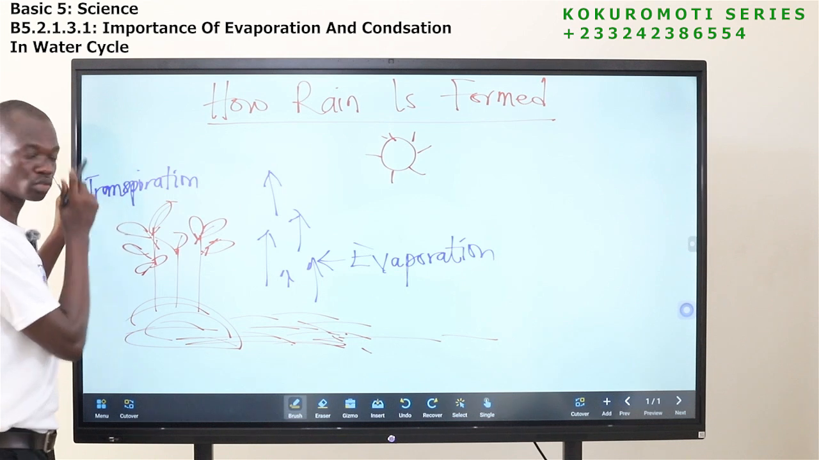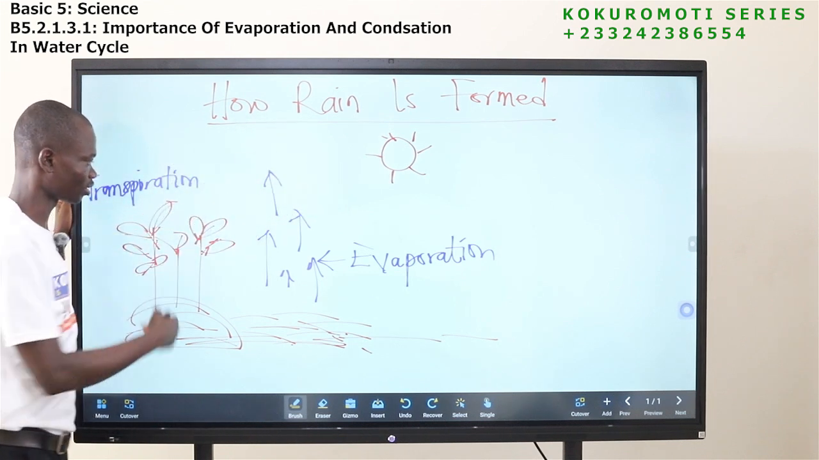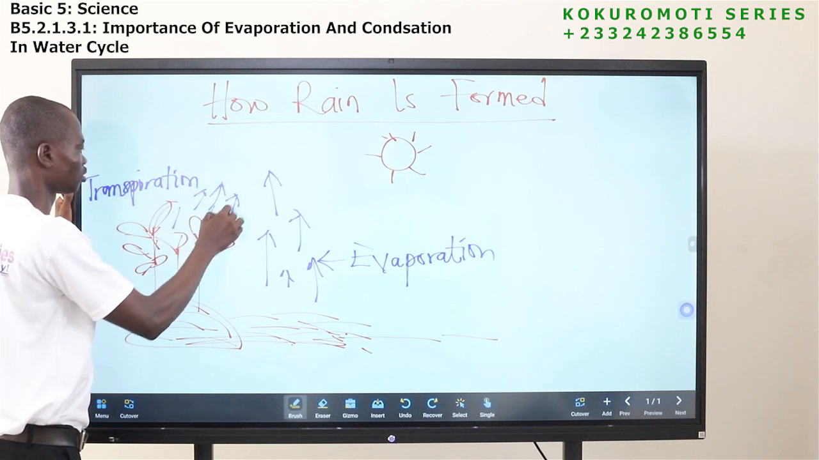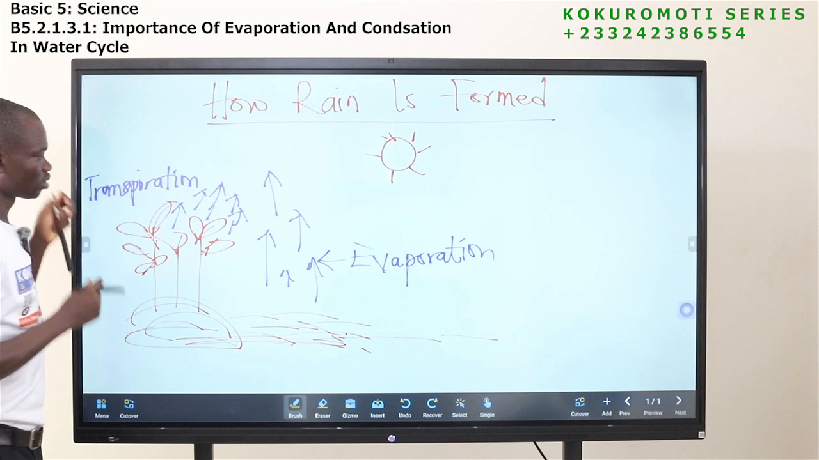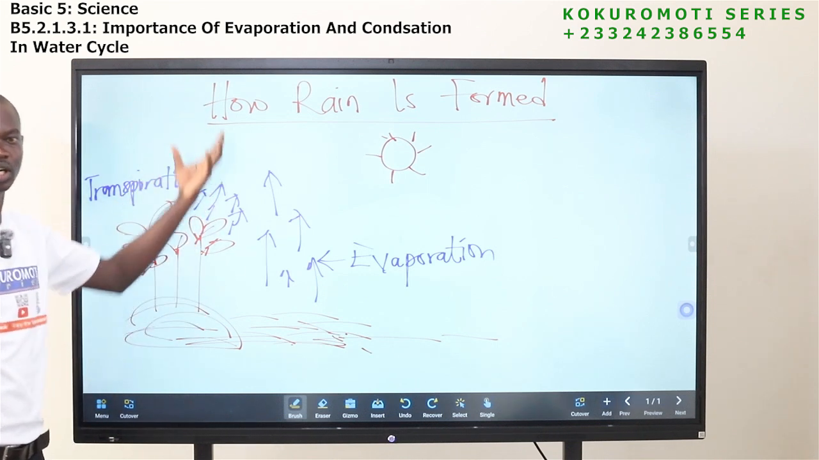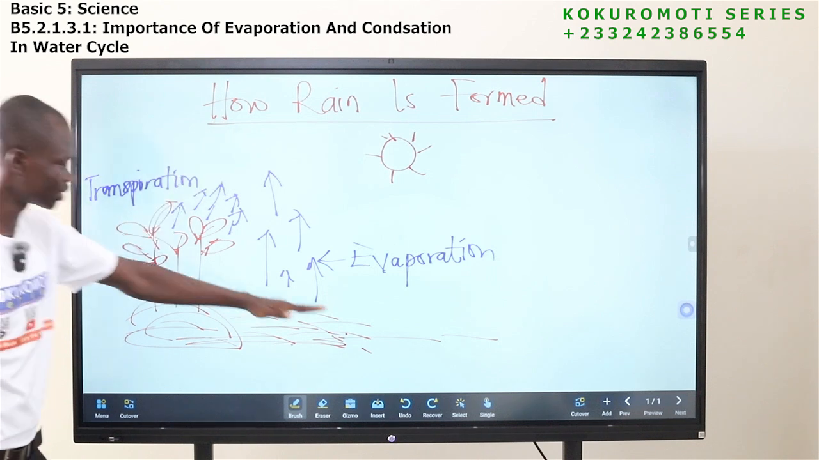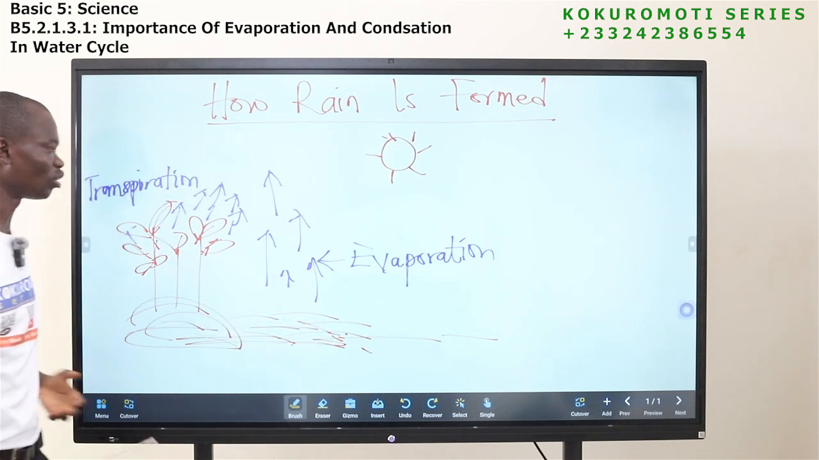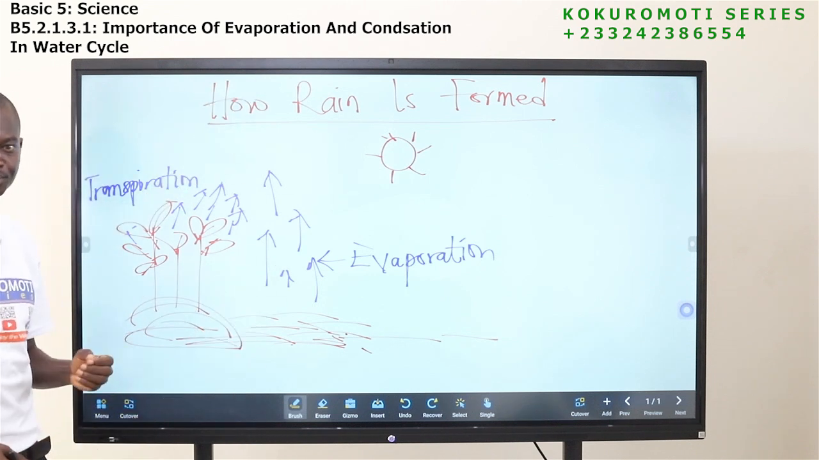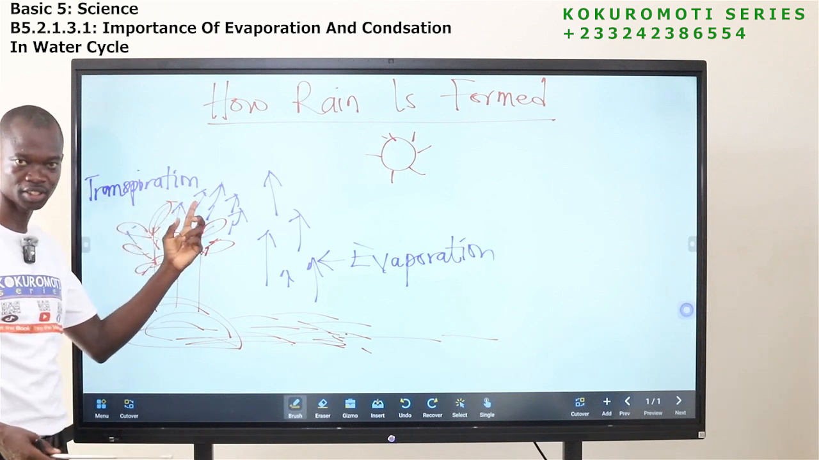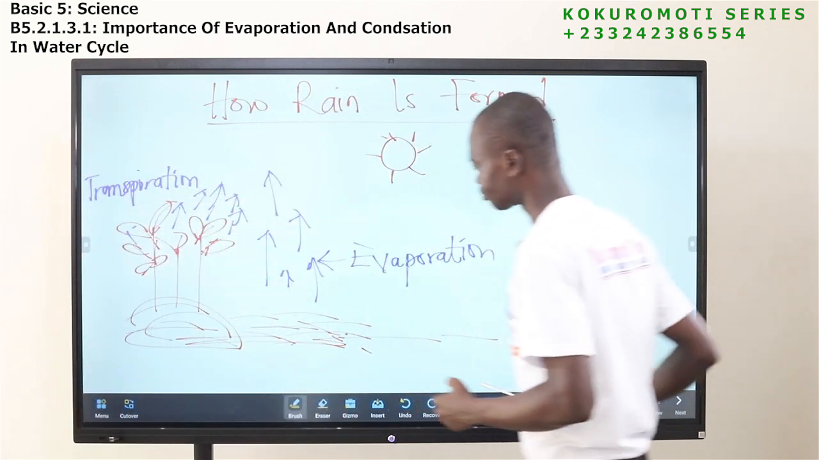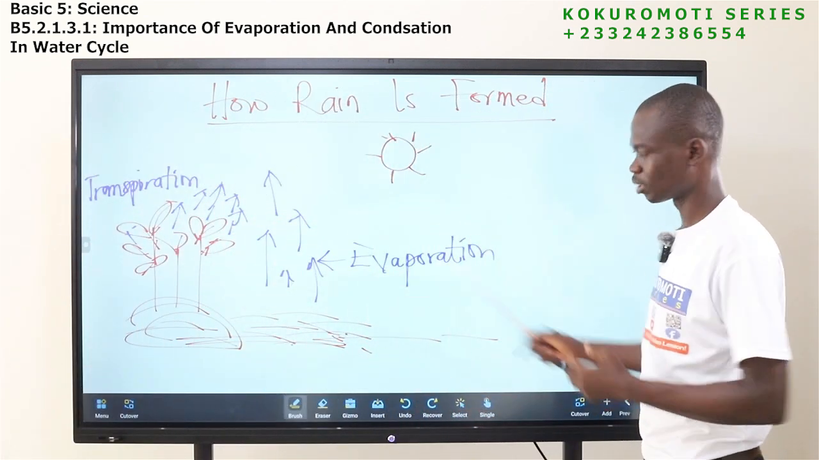So transpiration will also take place because of what? The heat from the sun. So the plant will also give what? Water vapor, and water vapor will also go up. So the water bodies and the plants, they all release water in the form of water vapor into the atmosphere. And from plants, we call it transpiration. From plants, we call it what? Transpiration. And if it happens by water, we call it evaporation.